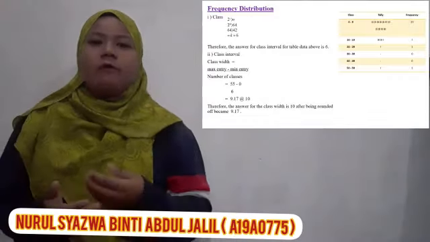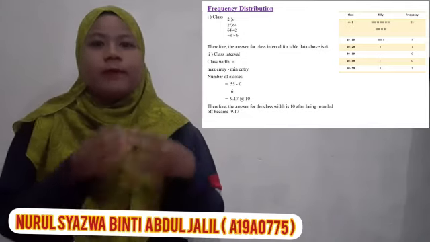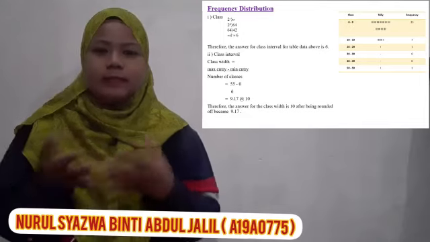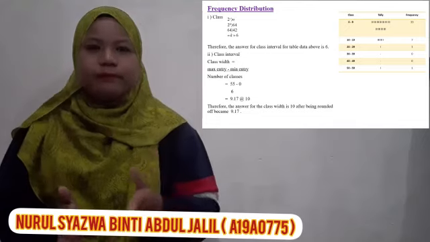Frequency distribution. First, the number of classes: 2 to the power K must be at least the sample size, where the sample size is 42, and the answer for K is 6. Therefore, the answer for the class interval for the table data above is 6. Second, class width. The formula of class width is the maximum entry minus the minimum entry divided by the number of classes. Therefore, the answer for the class width is 10, after rounding off, 9.17.